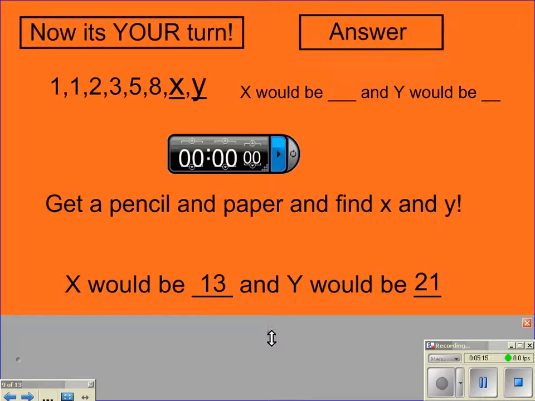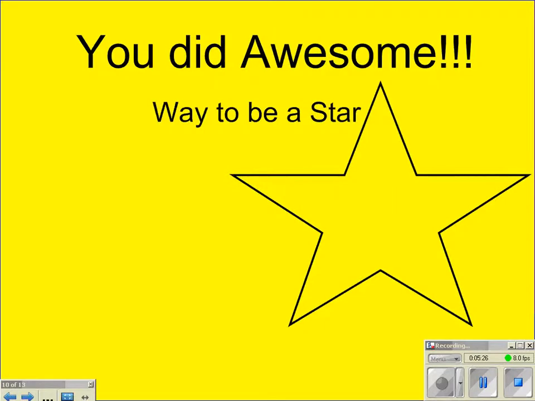To find your answer, add 5 and 8 together to get 13 for your X. Now add 8 and 13 together to get 21 for your Y. You did awesome. Way to be a star.